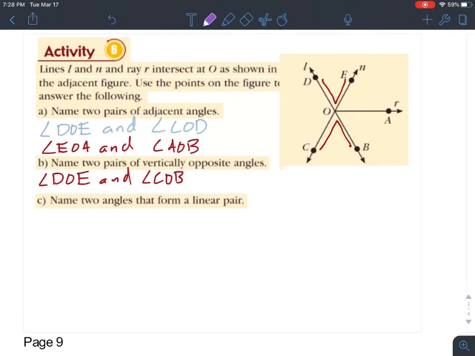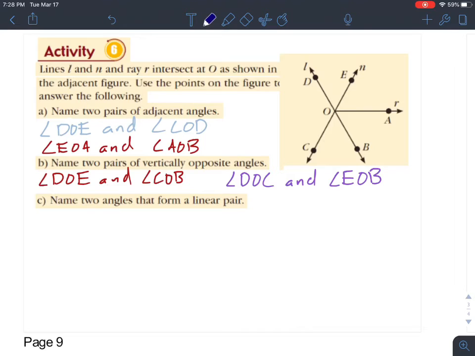Now we have to pick another one as well. And so this time I'm going to start with DOC. And this time we actually have two angles that together will make a larger angle. So we're going to use angle EOB because that is vertical to DOC. I've made my two V's on either side here, and you can see that they both make that V shape that are across from each other.